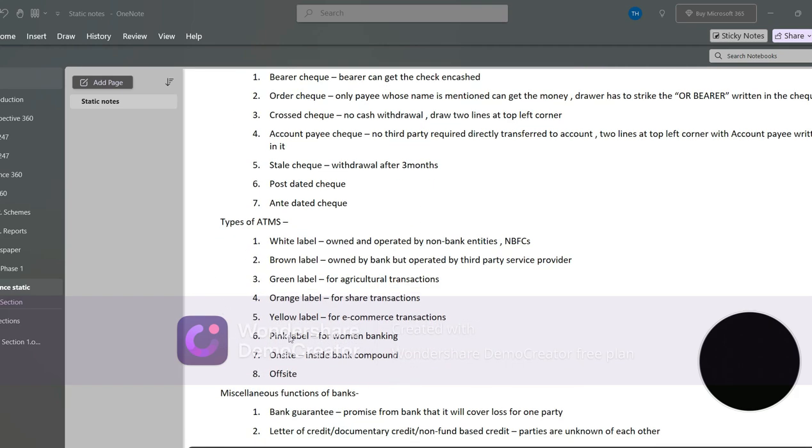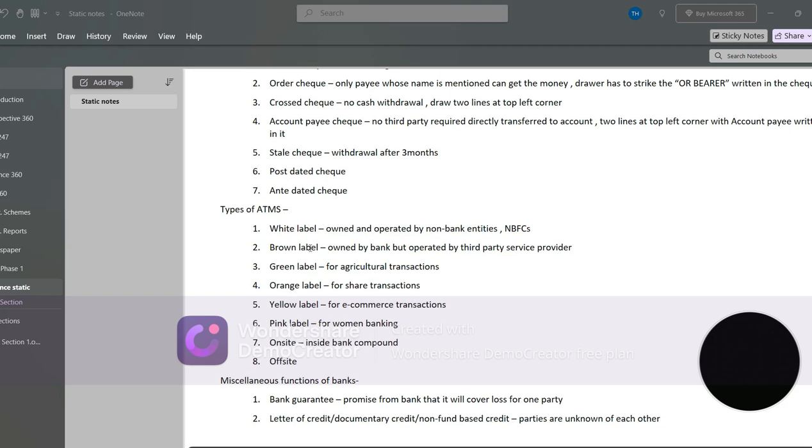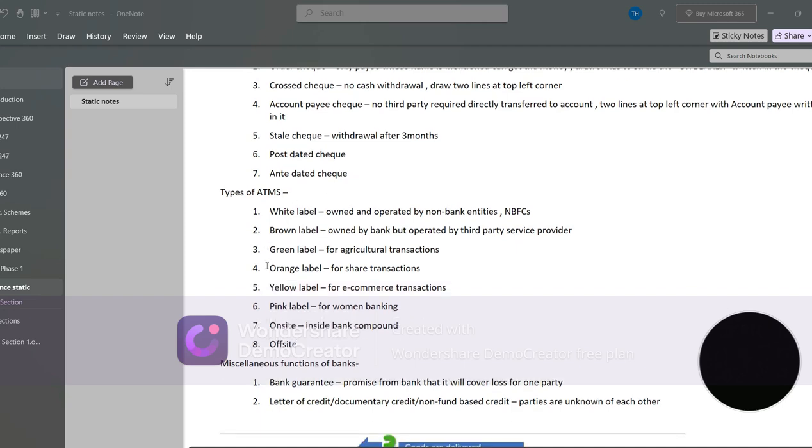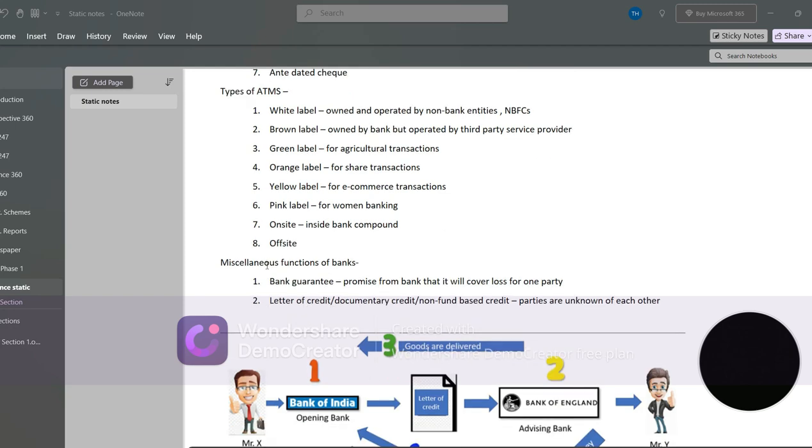Now there are types of ATMs. There are eight types of ATMs. White label ATMs are owned and operated by non-bank entities, NBFCs. Second are brown label ATMs. They are owned by banks but are operated by third-party service providers. Third are green label ATMs. They are for agriculture transactions. Orange label ATMs are for share transactions. Yellow label is for e-commerce transactions. And pink label ATMs promote women in banking. On-site ATMs are the ATMs which are present inside the compound of the bank. Off-site ATMs are present outside the compound of the bank.